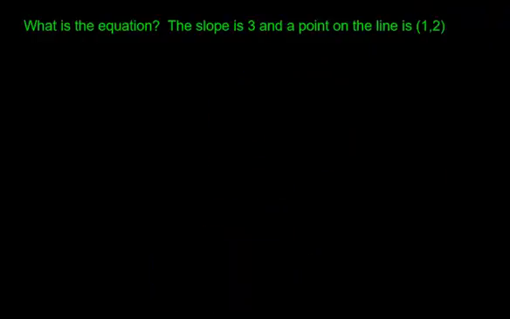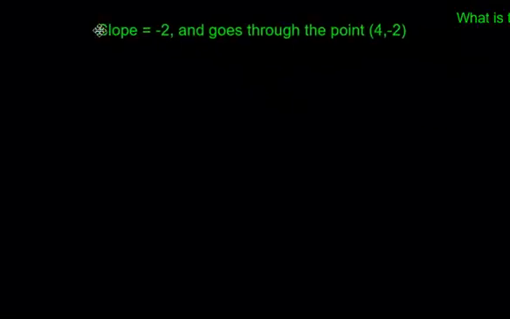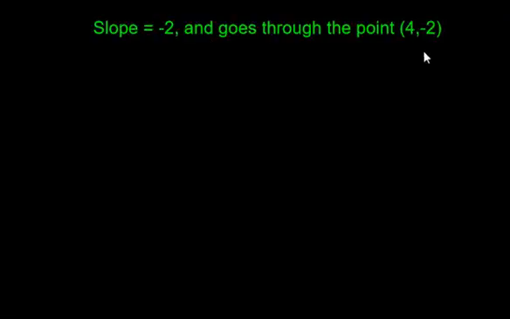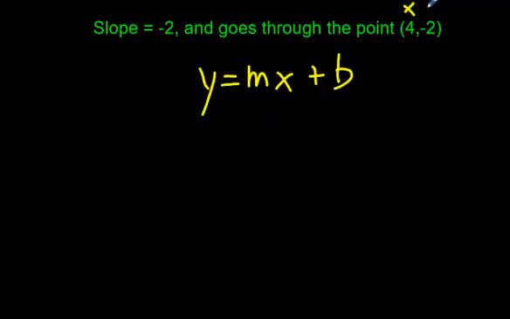Let's see here. So we're going to start with, well, we'll get rid of this question here. What is the equation? We'll bring this guy in. The slope is negative 2, and it goes through the point 4, negative 2. Okay, if you recall, the first step is write y equals mx plus b. Let's keep things nice and orderly here so it's not confusing. Remember that the 4 is the x value, the negative 2 is the y value.